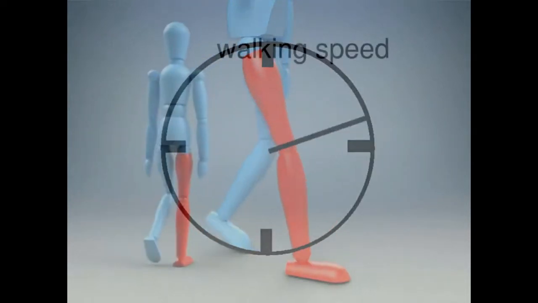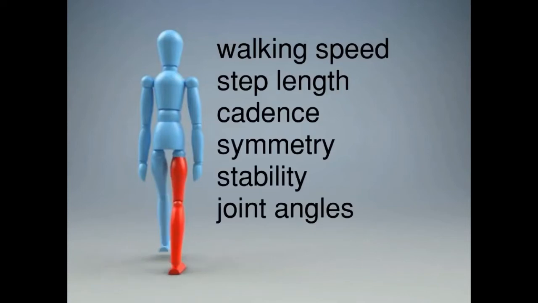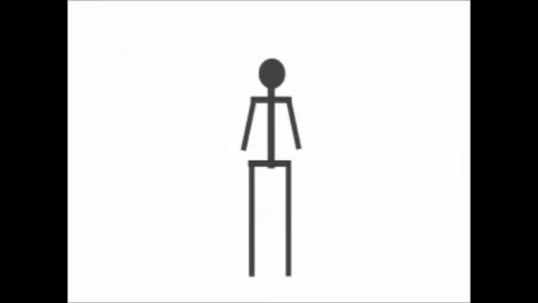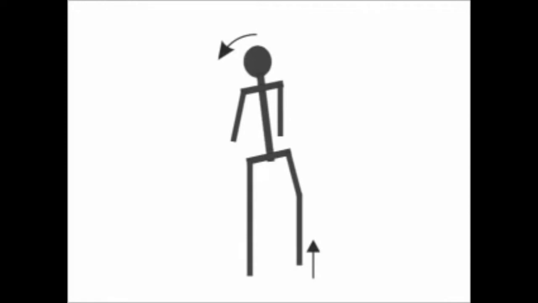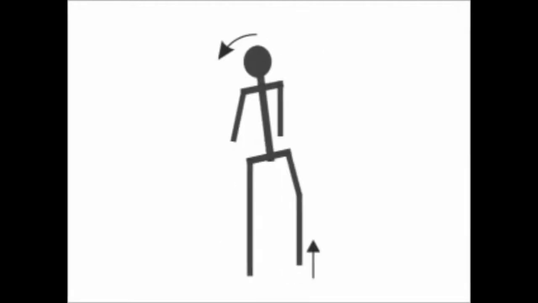Like walking speed, step length, cadence, symmetry, stability, and the angles at the hip, knee and ankle joints. Now, to clear the ground they do a compensatory bending of the trunk to the opposite side and lift the leg. Then, they swing the leg forward in a half circle. If this pattern occurs in both legs, it looks as if a duck is walking. Let us see and observe.